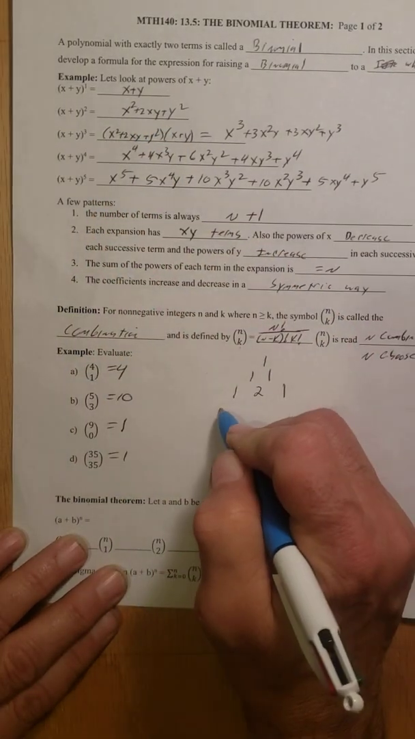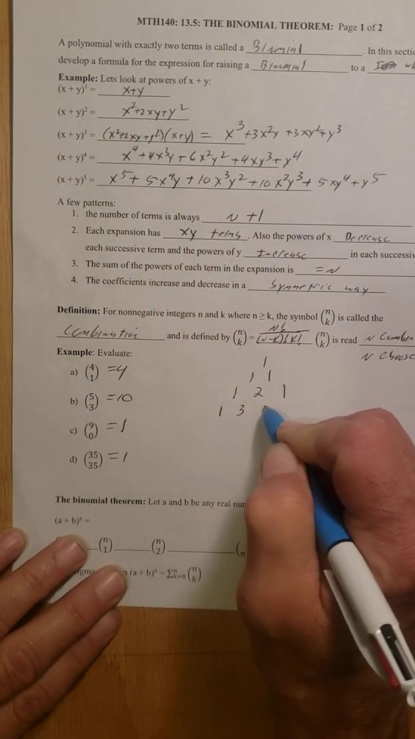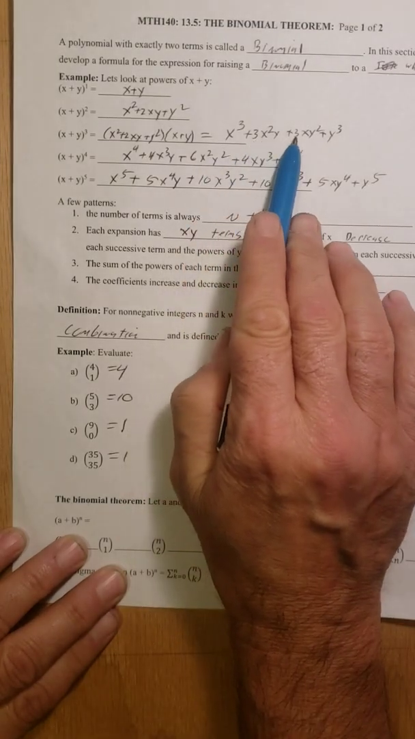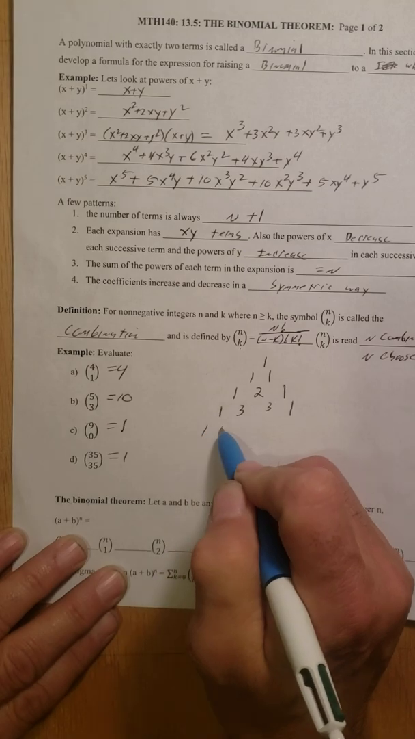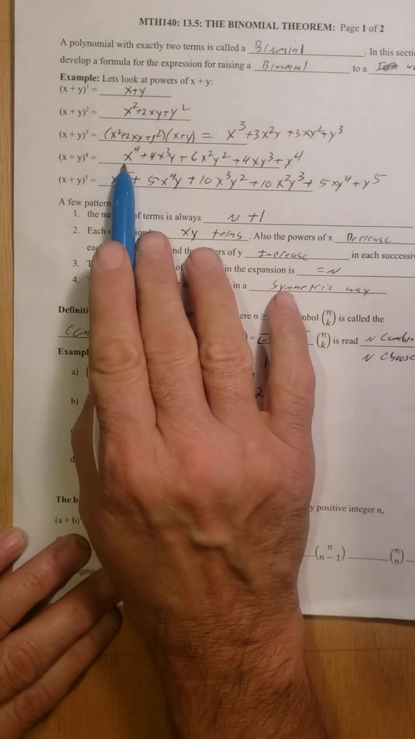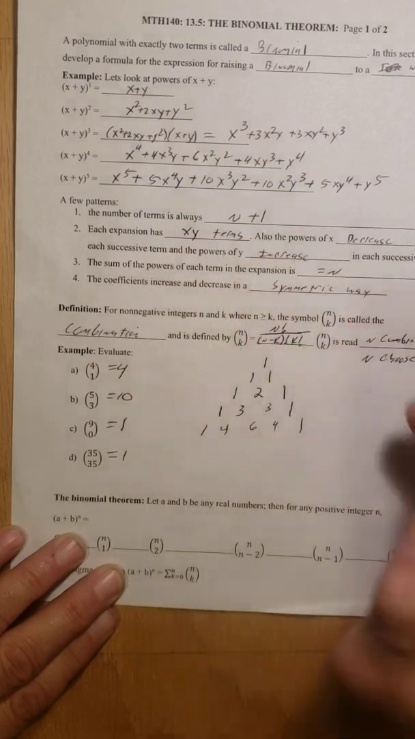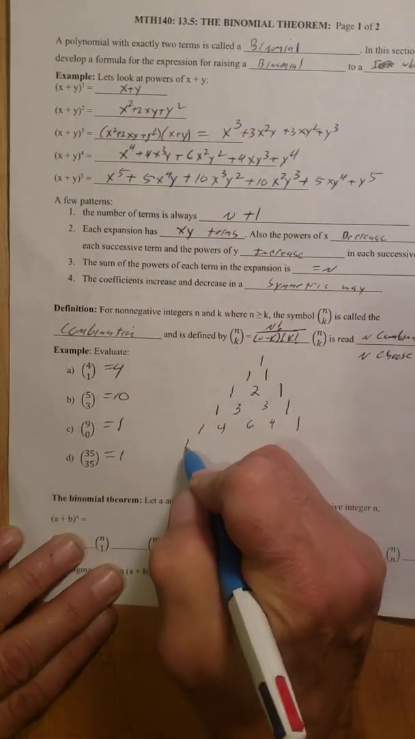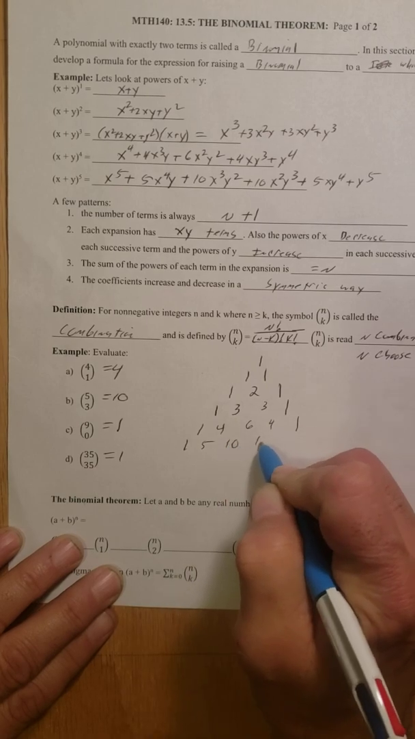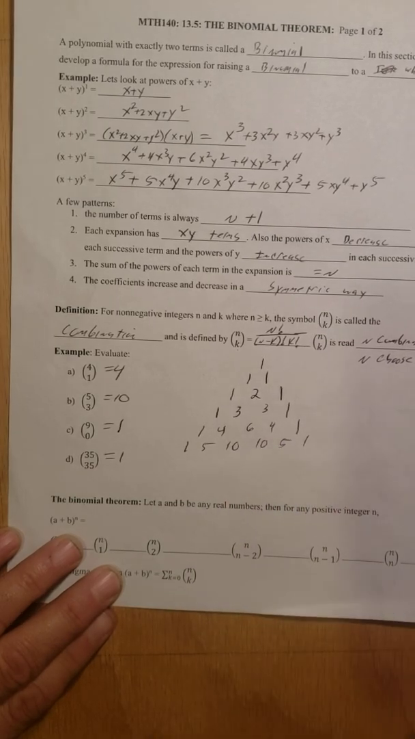Okay. The third row would be 1, 3, 3, 1. Then 1, 4, 6, 4, 1. This is called Pascal's triangle. This will also give me the coefficients that I need out in front of these expansions.